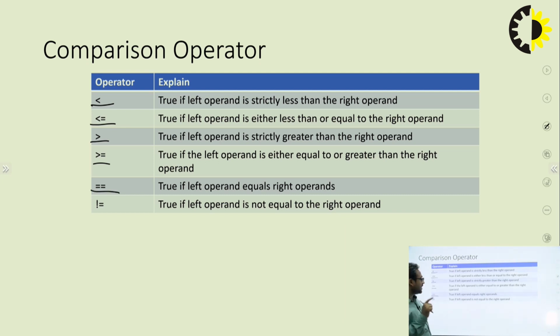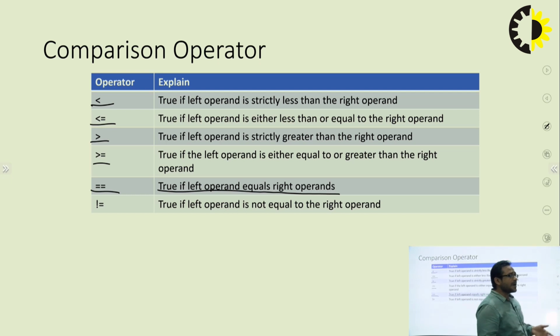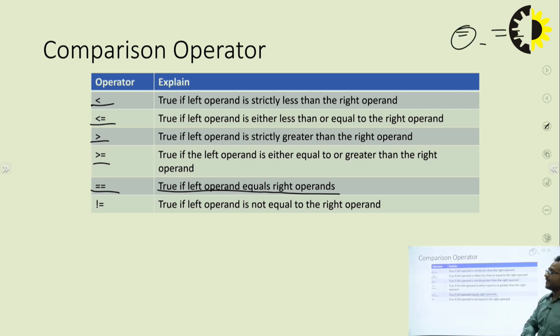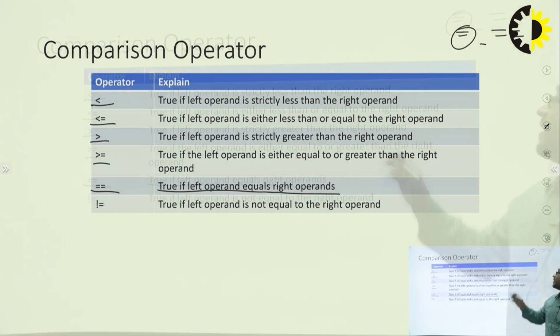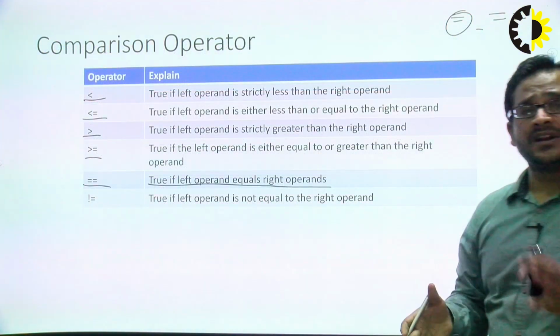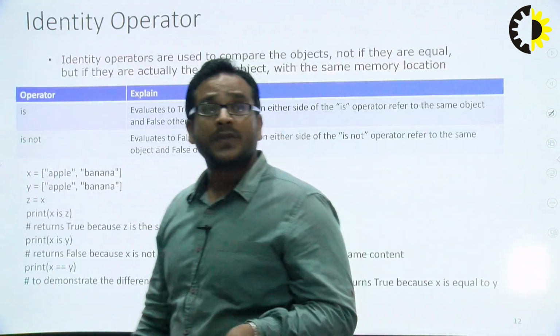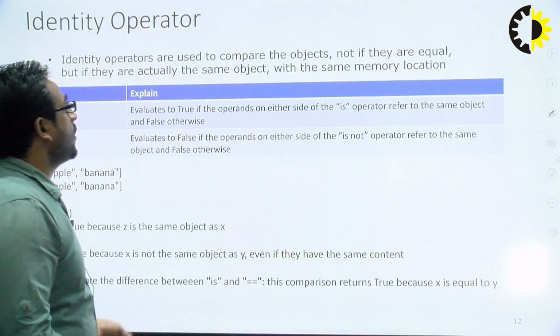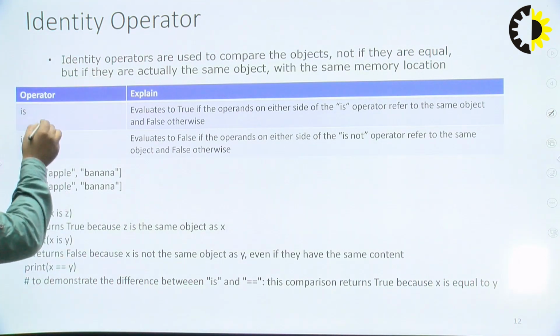So here you can see double equal to: it checks if the left operand is equal to the right operand. Double equal to basically compares the values, right? What is the difference between single equal to and double equal to? Single equal to is an assignment operator, which means you are assigning a value, and double equal to is used to compare the values, right? Understand?